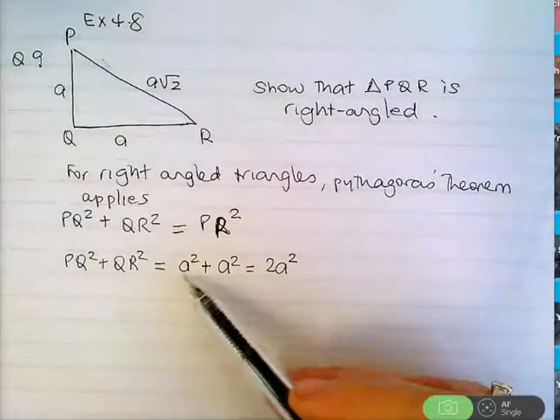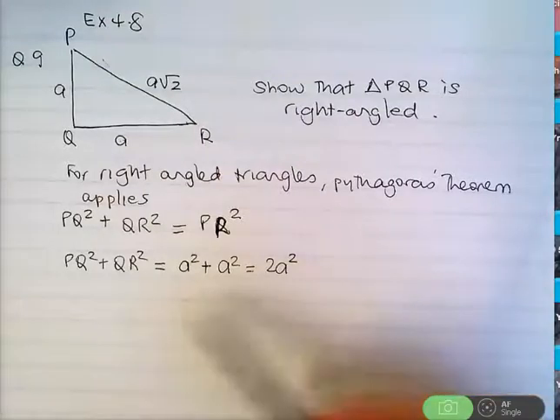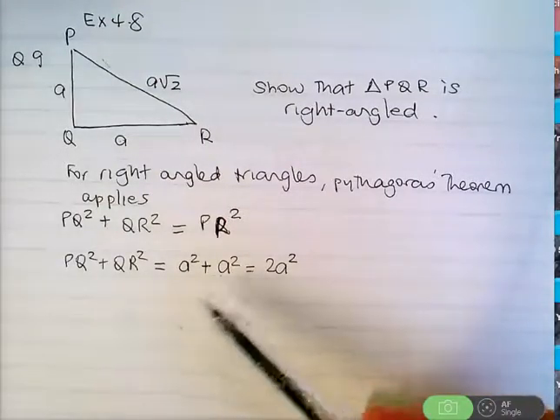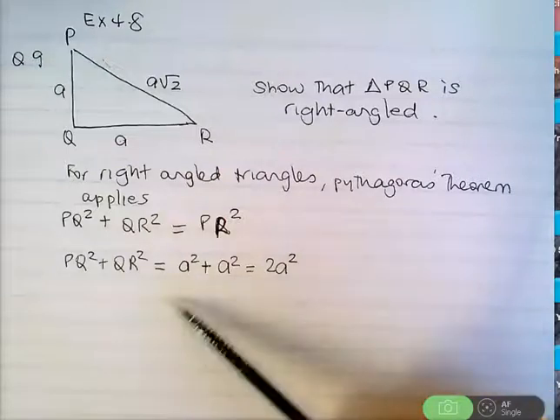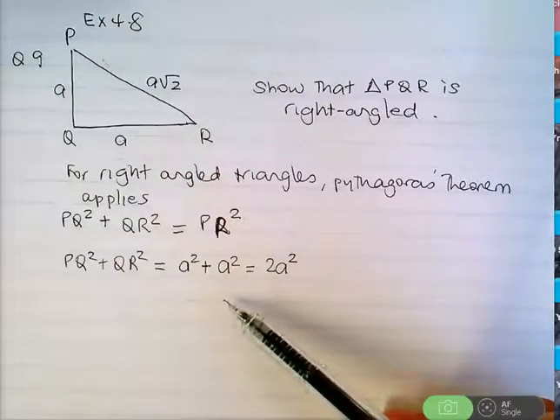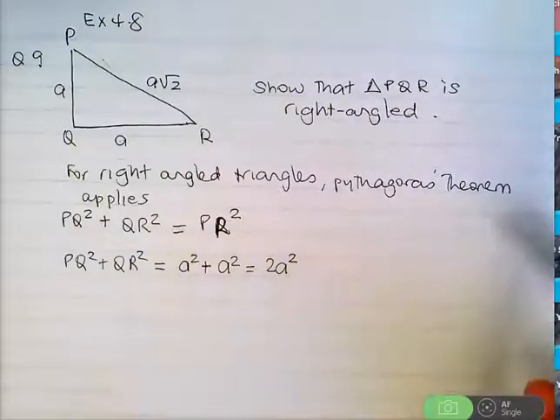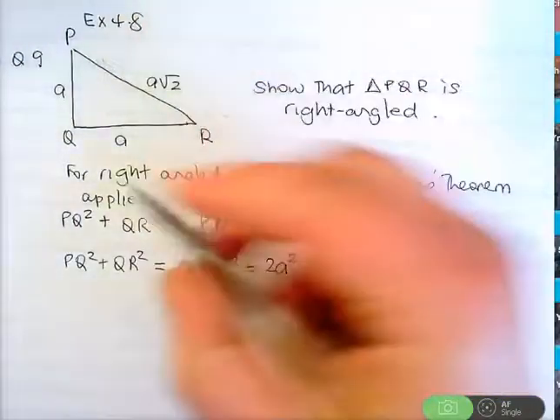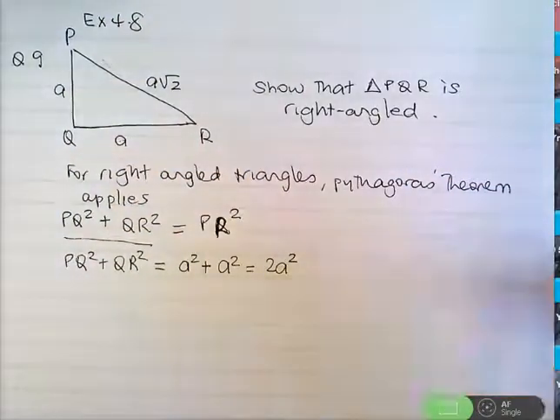It's two lots of A squared. We're adding and subtracting in algebra. You can only add or subtract like terms. They are like terms because the pronumerals are identical. So therefore, A squared plus A squared is 2A squared. We can also now look at this right hand side. So we've just done that bit and we got 2A squared.